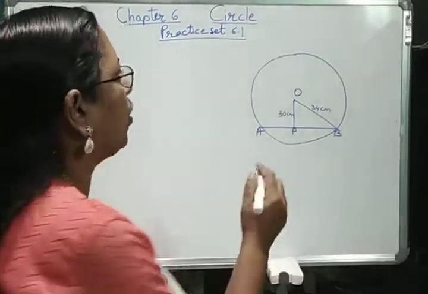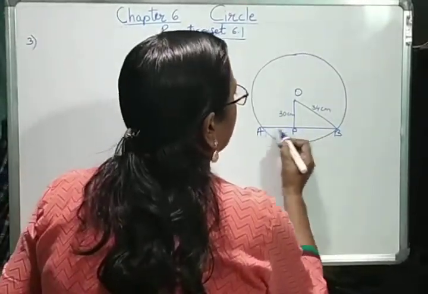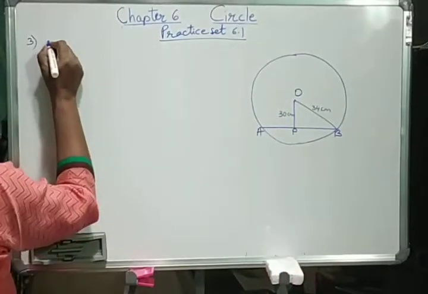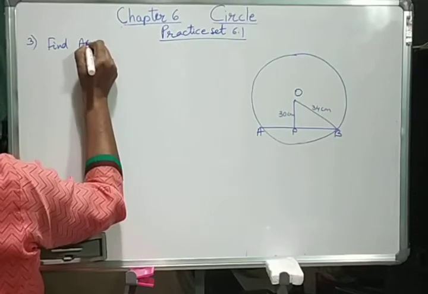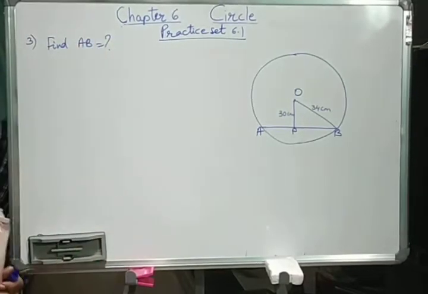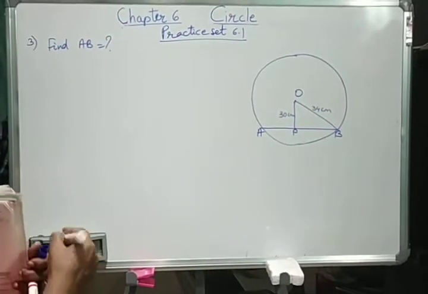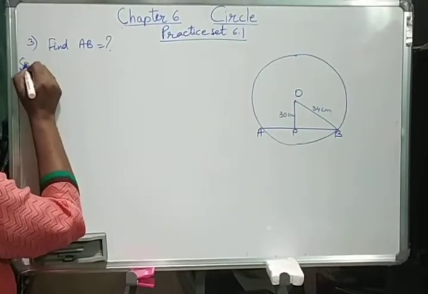Find the length of the chord. Meaning we have to find AB, the full length we have to find. So find AB. This is the chord which we have to find. So, solution.